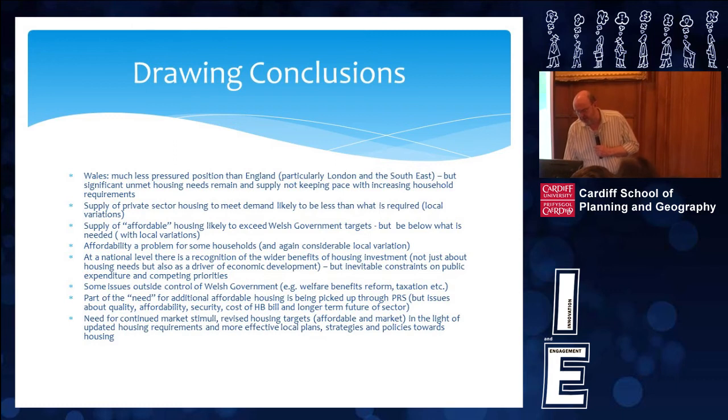Let me just then sum up. Clearly the situation in Wales is much less pressured than in England, particularly in London and the South East. But there are significant shortfalls, there are significant problems, both in the supply of market housing and of non-market affordable housing. I think as well we've got affordability problems for some households, particularly those on relatively low incomes and those on benefit dependency. I think at a national level Wales have recognised the benefits of investing in housing for the wider economy. I'm not always sure that that's recognised at the local level in all local authorities. It has wider economic benefits as well as benefits in terms of meeting housing needs.